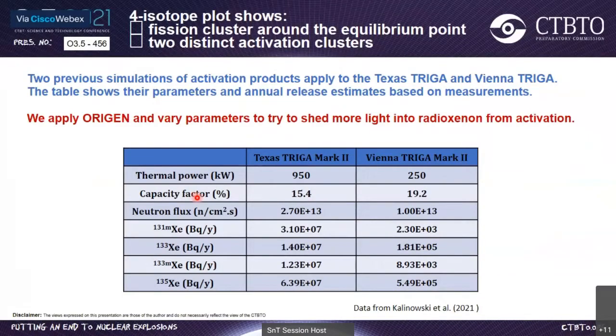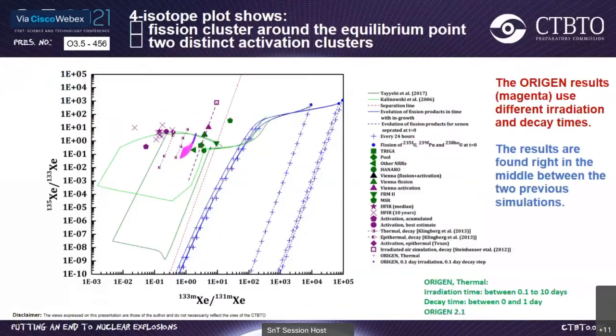This table shows the parameters of these two nuclear research reactors and also the annual release estimates based on the measurement. We apply ORIGEN and vary parameters to try to consolidate them. The ORIGEN results here use different irradiation and decay times. The results are found right in the middle between the two previous simulations. For our simulation, we consider the thermal library of ORIGEN 2.1. Irradiation time is varied between 0.1 to 10 days, and decay time is varied between 0 and 1 day.